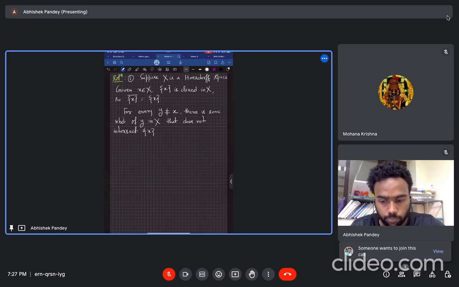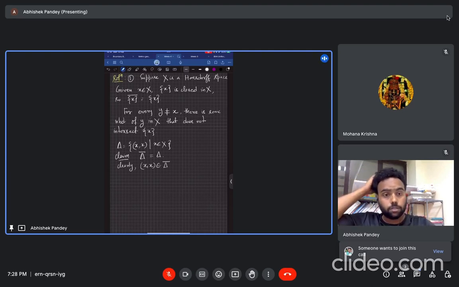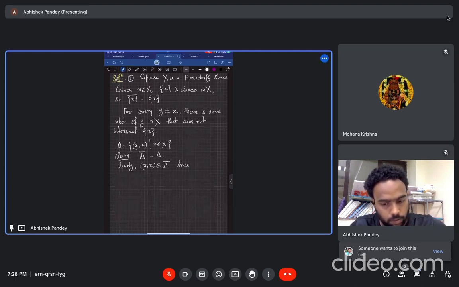So let us take the diagonal, which is (x, x) such that x belongs to X. This is what the diagonal is. So the claim is to show that it is closed. The claim is the closure is nothing but this one. So clearly each of these points (x, x) belongs to the delta closure, isn't it? This is trivial since this is contained in this one.